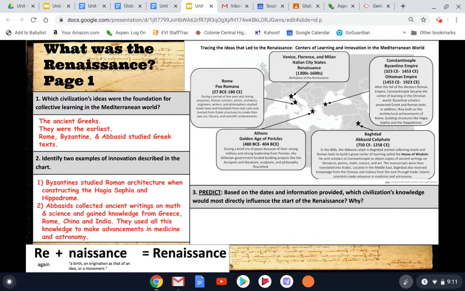The second example of innovation is where the Abbasids, the Islamic civilization, collected ancient writings on math and science, and also gained knowledge from Greece, Rome, even China and India in the Far East of Asia. And they used all of this knowledge to make advancements in areas like medicine and astronomy. Remember the videos that we watched on the House of Wisdom in Baghdad, where Ibn al-Haytham designed that dark box projector style that allowed us to develop cameras and understand how the eye worked.